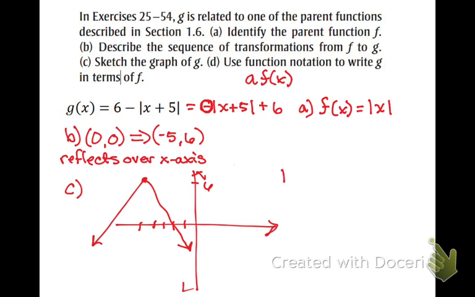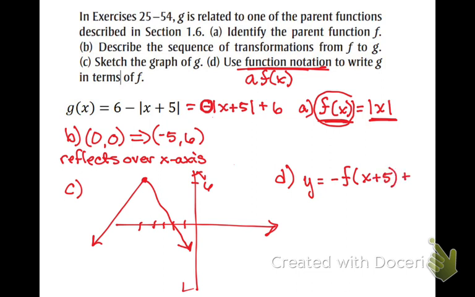So D is the one that everybody's like, I don't know how to do D. It says function notation, yes? So here's my function. So we're going to use this. So we're replacing this with the absolute value. So we have y equals negative f of x plus 5 plus 6. All I did was replace the absolute value with that f of. Okay? That's it.